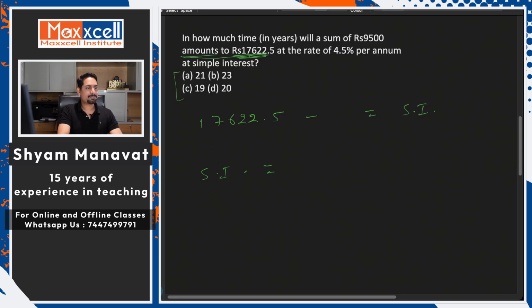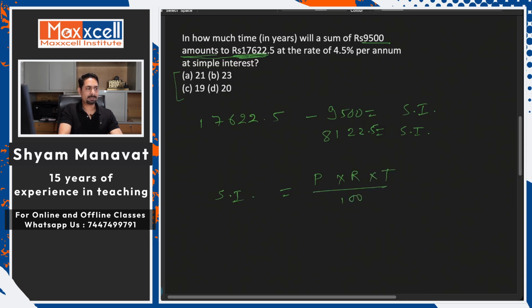So the question said sum of 9,500, that is principal. Okay, so what will be simple interest in that case? It will be, here we have 8122.5, that is the simple interest value. Okay, now let me replace the simple interest here and apply the formula. Which formula? Same, simple interest equal to principal into rate of interest into time by 100.